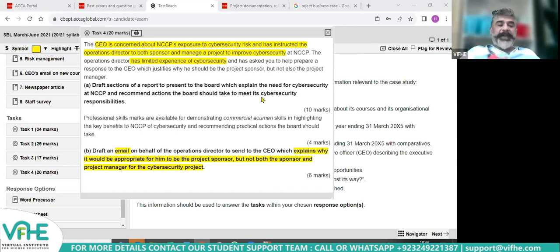There is no governance. There is no accountability. Understood? These are two different roles. If one person is doing both the roles, then there is a conflict, right? There is no supervision or monitoring.